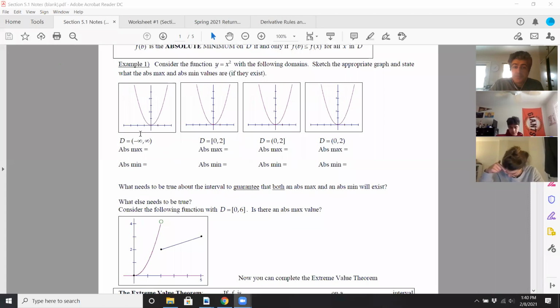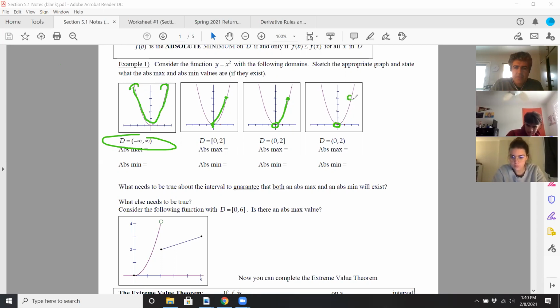Let's talk about example 1 now. And here we have 4 different graphs. Actually, 4 identical graphs, but 4 different domains. So we see here that your domain is all real numbers. So you're going to draw little arrows, and the whole thing's covered here. This domain is from 0 to 2, and they have endpoints that are closed. So you have that. This is from 0 to 2, so 0 is open, 2 is closed. And here, these are both open.